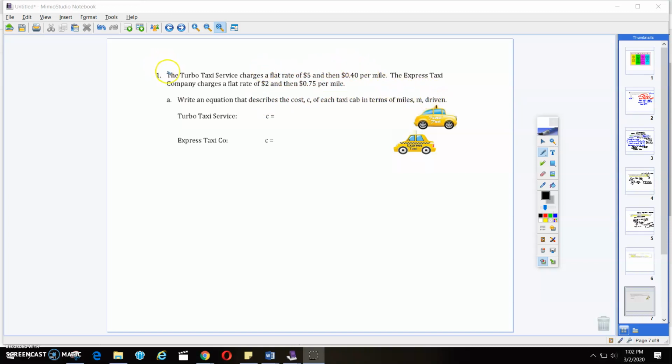Okay, so first things first, we've got this Turbo Taxi that charges a flat rate of $5 and then 40 cents per mile. So if I'm going to write the equation for this, I'm going to say slope, which is 40 cents per mile, plus $5. Because if you get in a car and you don't go nowhere, you're still going to pay $5. But if you get in the car and go down the street a mile, it's going to add 40 cents per mile, right?